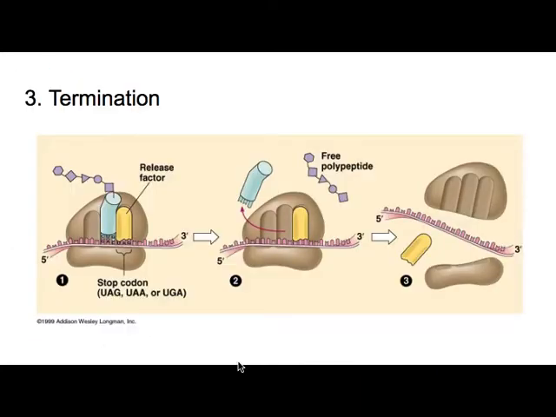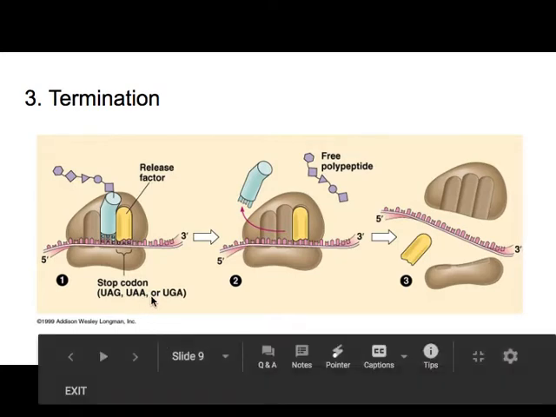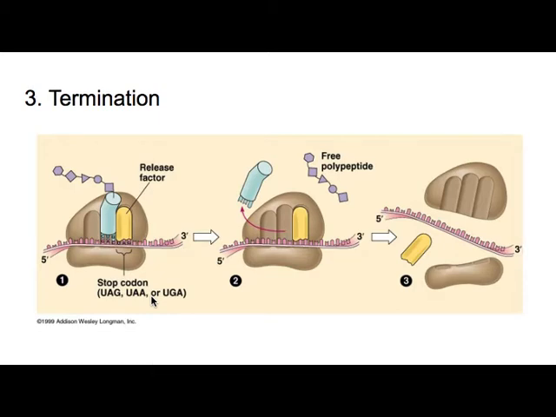Too many words. Until it reaches, this is your question, stop codons. So if your ribosomal complex reaches either UAG, UAA, or UGA, then the complex will dissociate. It will stop translating.